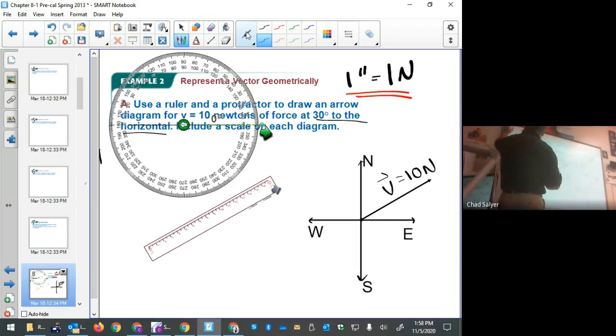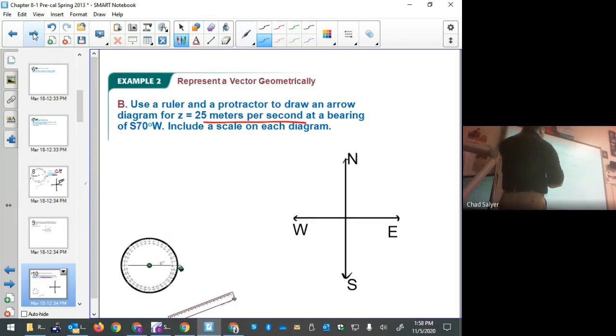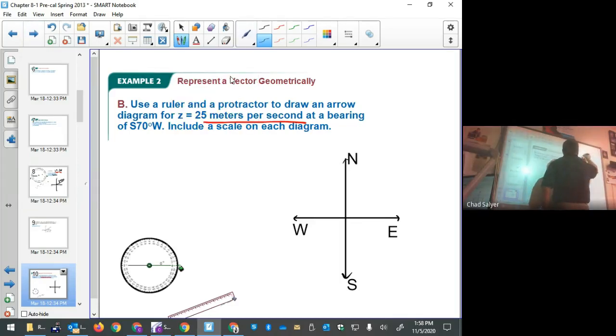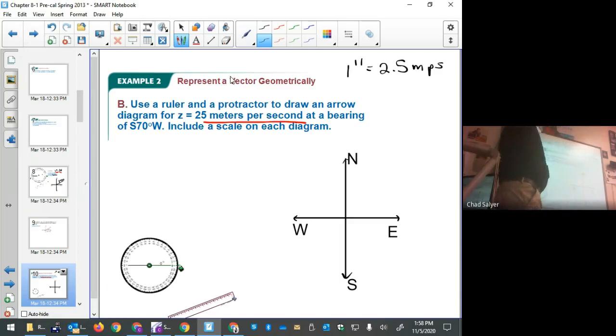All right, so that's vector V. Now let's talk about vector Z, 25 meters per second. Let's use a little different scale here. Let's use 1 inch equals 2.5 meters per second. 25 meters per second is pretty dang fast. Not quite bullet fast, but like a golf ball you've hit at maximum speed fast. Not me, I suck at golf, but somebody that's good.